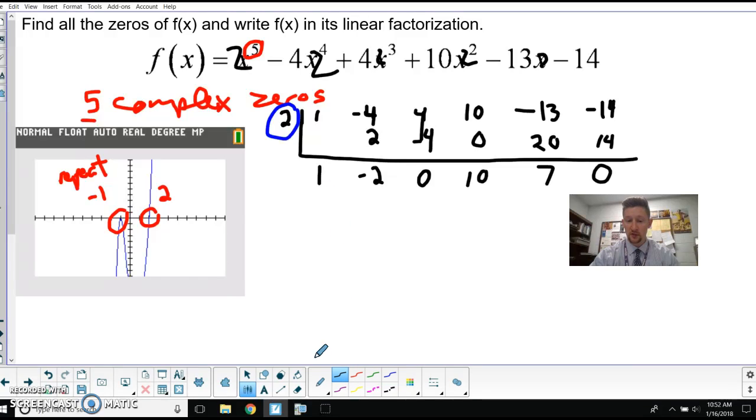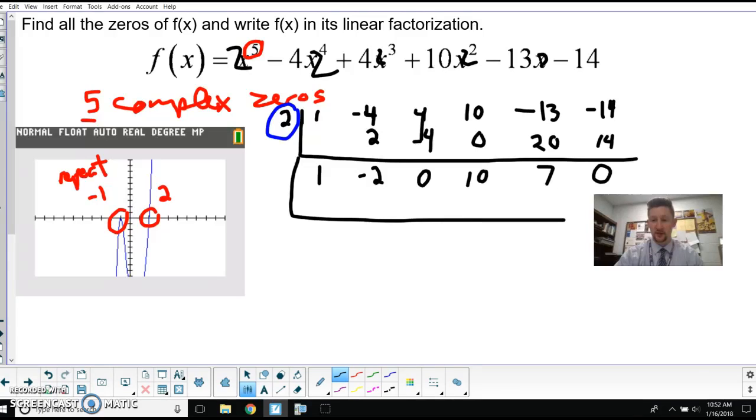Now I'm going to test -1 next. When I do that, I can actually continue on with my synthetic substitution with the leftovers. Because I got 0 at the end, I now have some numbers here that represent a depressed polynomial. This process also matches up with long division of polynomials. I've divided x to the 5th by x minus 2, and now I have x to the 4th and some other stuff. So I'm going to take -1 and plug it in.